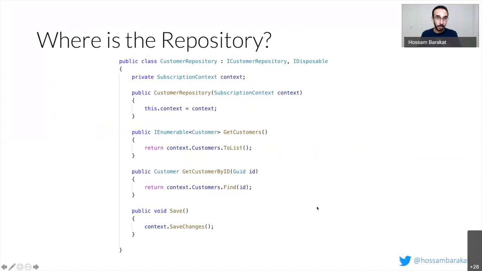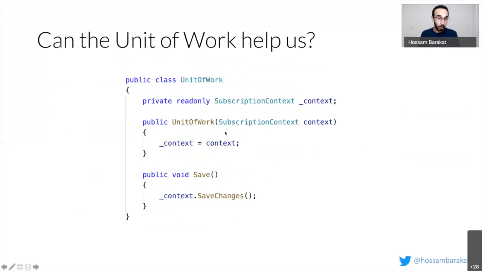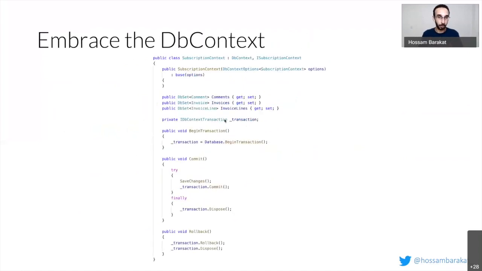So what I have seen as patterns to solve that save method is using the unit of work. The unit of work is a solution for that issue because we no longer have that save method as part of the repository. It just becomes part of the unit of work, which abstracts that subscription context or the DbContext. However, if we think about it, the subscription context itself is a unit of work, and it's a class that we are maintaining. So instead of introducing a wrapper for our subscription context, what we can do is embrace the DbContext class to be our unit of work.